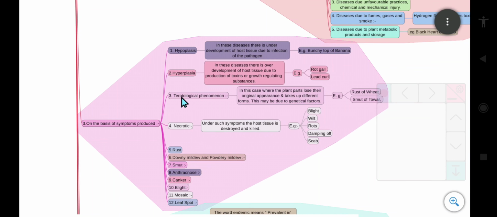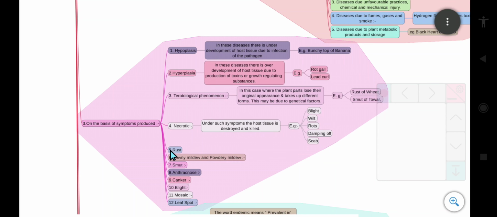The third symptom is teratological phenomenon. In this case, the plant parts lose their original appearance and take up different forms. This may be due to genetical factors. Its examples are rust of wheat and smut of jowar. And fourth symptom is necrotic. Under such symptoms, the host tissue is destroyed and killed. Its examples are blight, wilt, rots, damping off, scab.